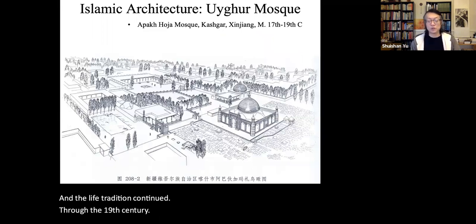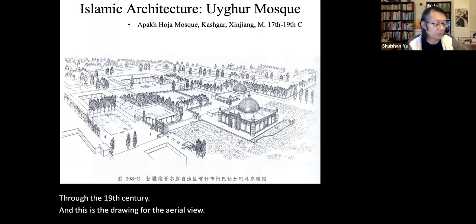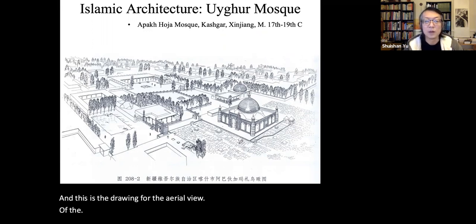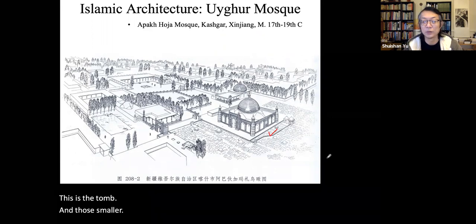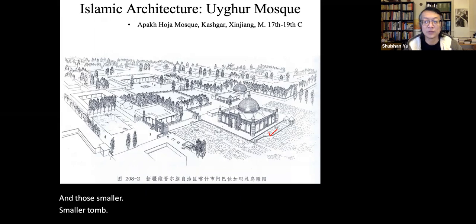And this is a drawing of the aerial view of the Apak Hoja Mosque. This is the tomb, and those smaller tombs surrounding the main princely mausoleum. And this is the major prayer hall.